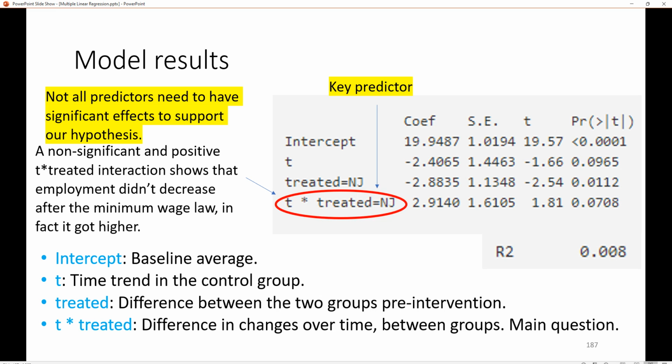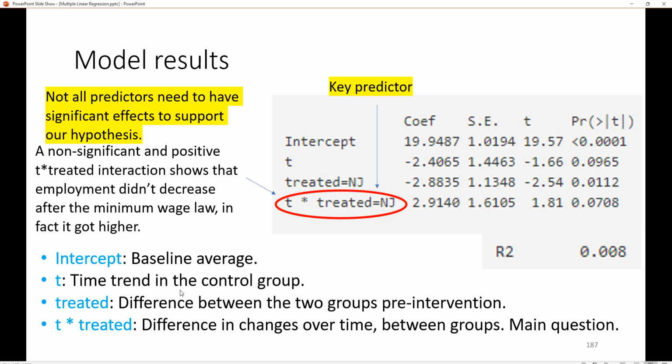So in fact, our employment rate in New Jersey increased, while the employment rate, the full-time equivalent rate, decreased in Pennsylvania.